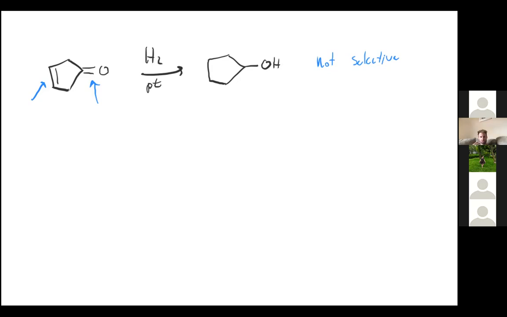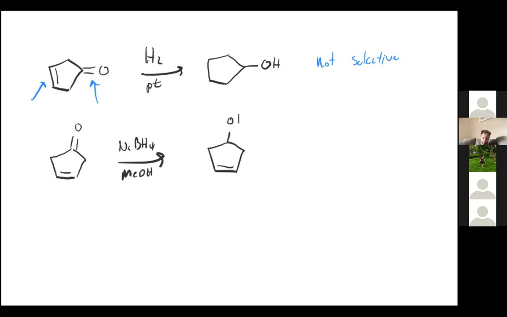And there's two of them that we'll use a bunch. The first one is, let's take the same molecule, sodium borohydride, so NaBH4, and methanol. And this is going to let us selectively reduce just our aldehyde or ketone.